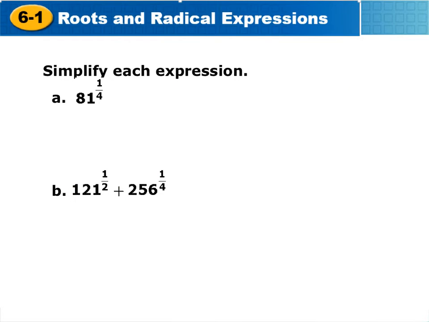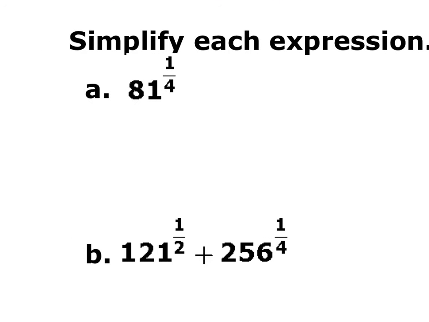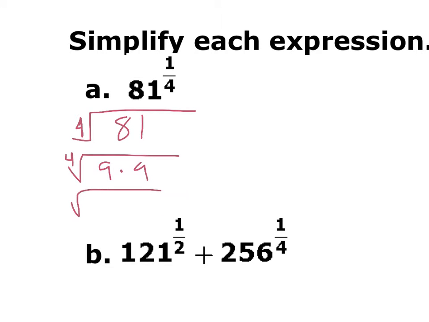Okay, next page. So simplify each expression. What's the first thing we do here? We take the 4th root of 81. So what are 2 factors of 81? 9 and 9. And then so we have 3 times 3 times 3 times 3. How many numbers do we need to circle here? 4. So what goes on the outside? 3. Is anything left on the inside? Nope.